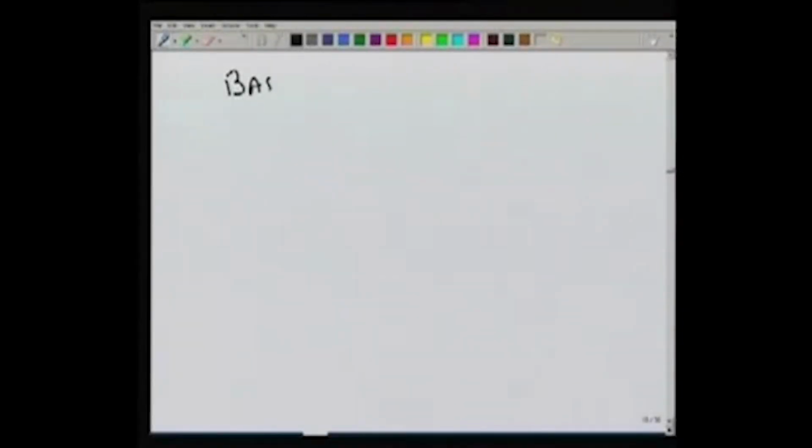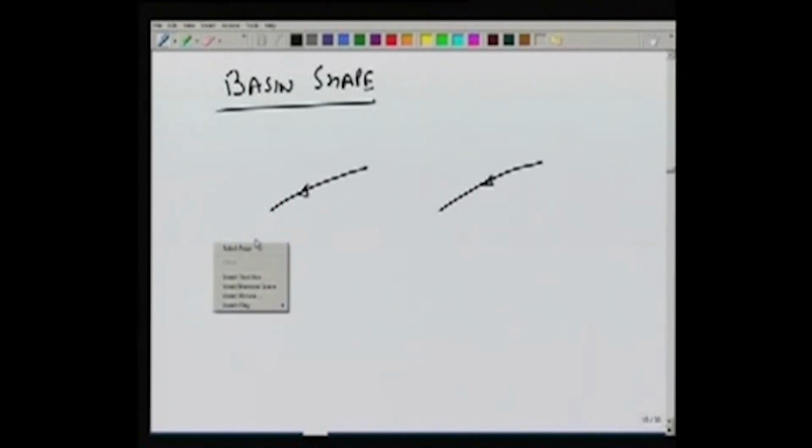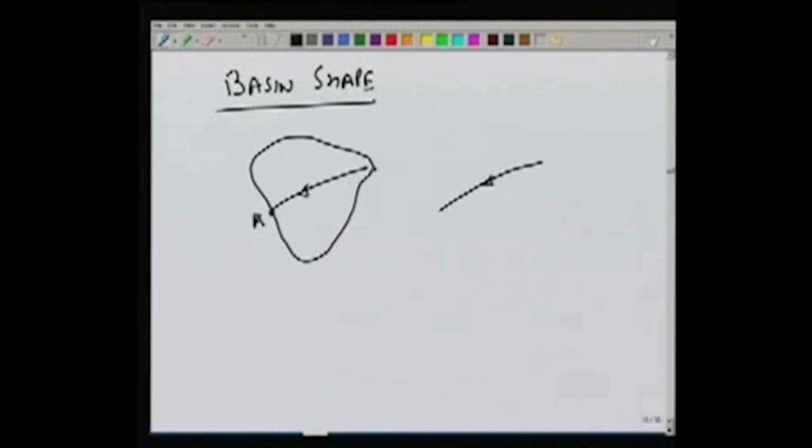For example, the basin shape, how the basin shape will affect the hydrograph. Let's look at two basins which have everything identical. For example, same length of river, same size, but the shapes of the catchment are different.